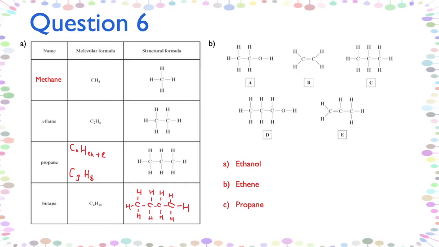For structure D, you can see that the longest chain is 3 carbons, therefore it's propan- of some sort. And you can see that the functional group is an alcohol, therefore it's propanol. Or it could be propan-1-ol because the alcohol functional group is attached to the first carbon. And finally, for structure E, you can see that the longest chain is 3 carbons, and that it is an alkene, therefore it's propene. Or you can write prop-1-ene because the double bond is attached to the first carbon.